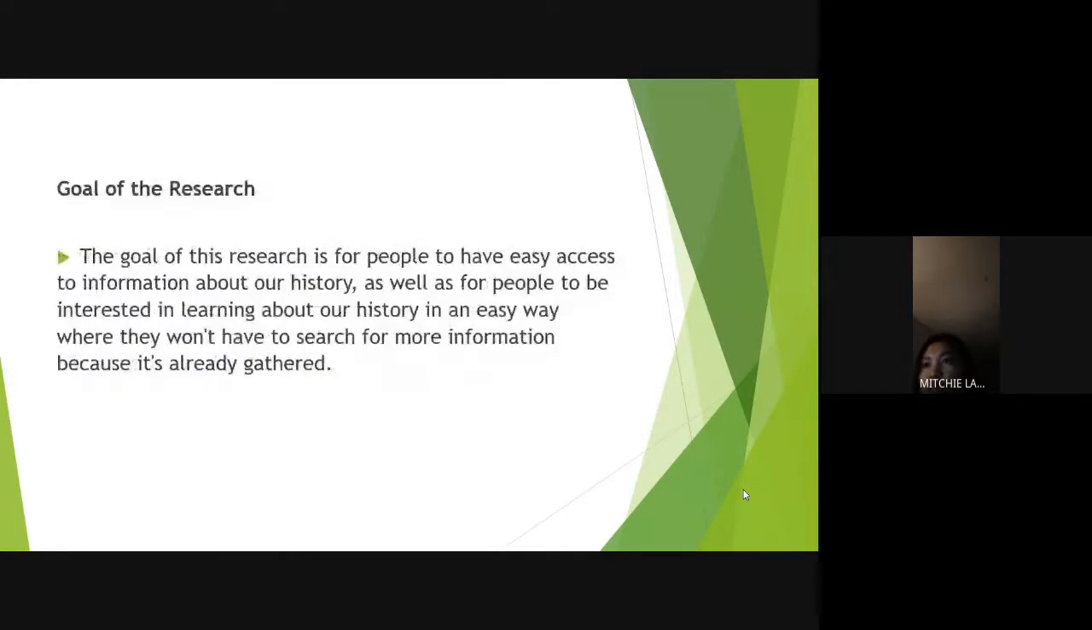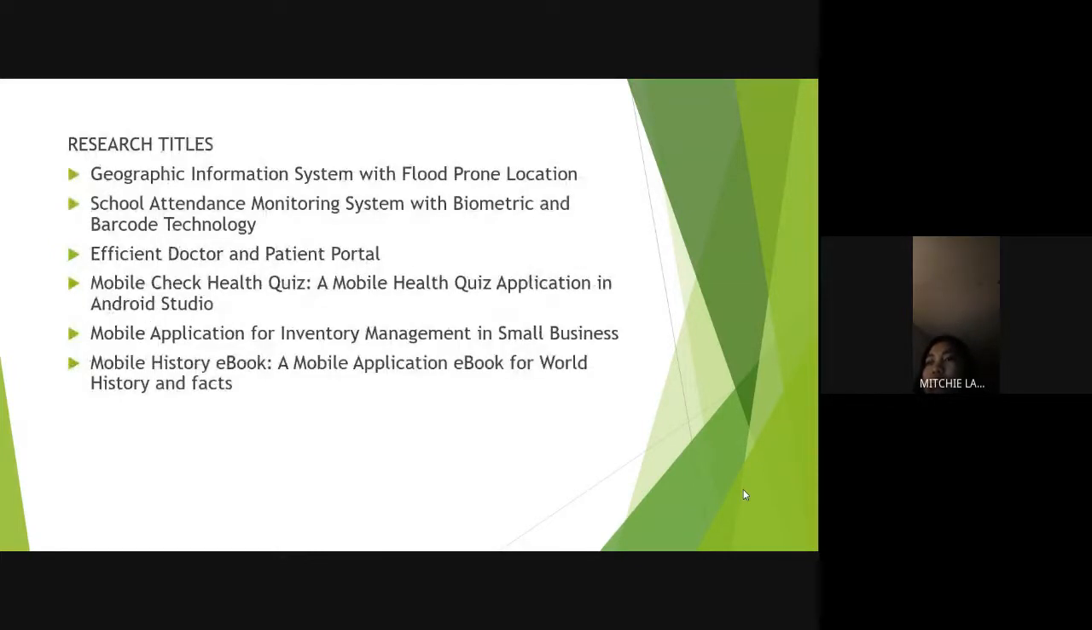So the goal of this research is for people to have easy access to information about our history, as well as for people to be interested in learning about our history in an easy way where they won't have to search for more information because it's already gathered. So this is the title that we propose.